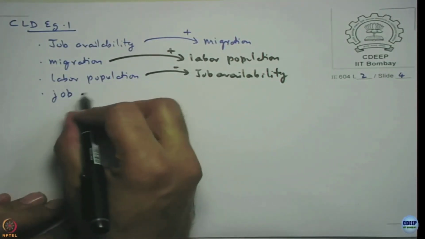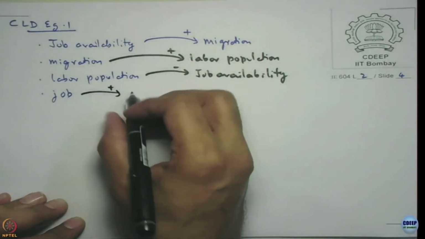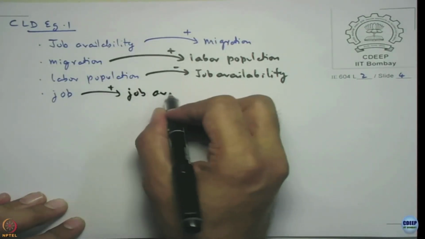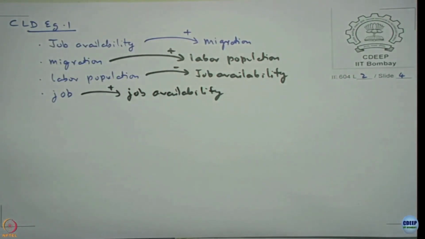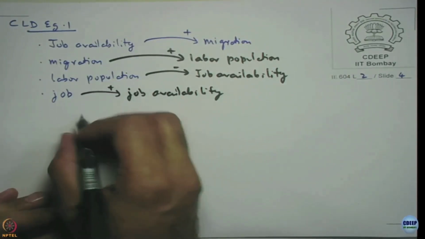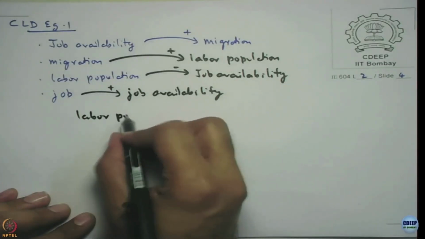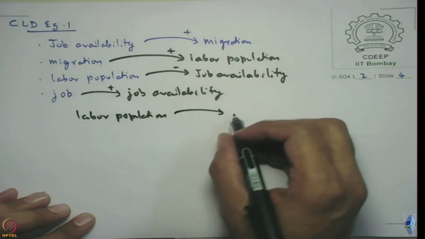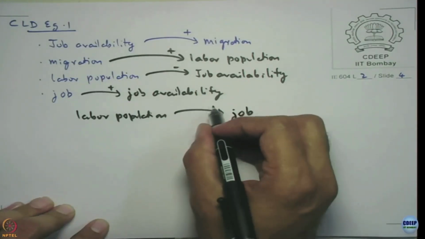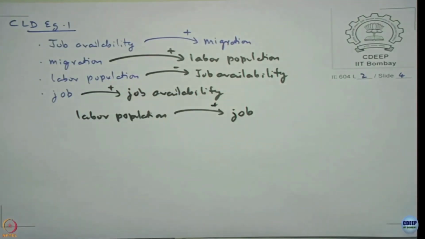Of course, as more jobs come, there is more job availability. And there is one more statement which had the same variable with 2 links. The other one was the labor population, after some time, increases jobs within the system. So, to indicate the after some time part, we can simply put a D on the link to indicate that there is some delay in the process. After some time, the labor population increases the jobs within the system.